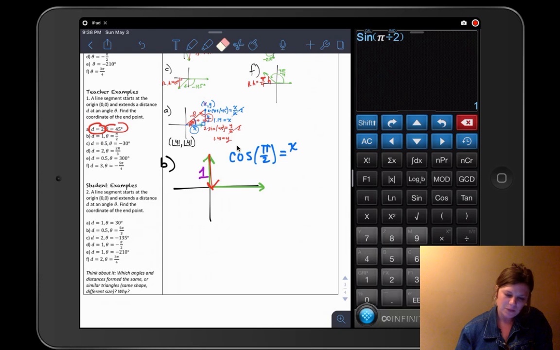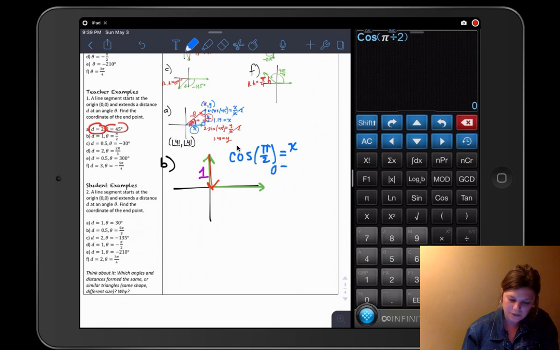And I get 1. Oh, I said sine, my bad. So I want to do cosine. Okay, 0, right? So they're saying that our 0 is equal to x. Let's keep going. Let's try the sine now.